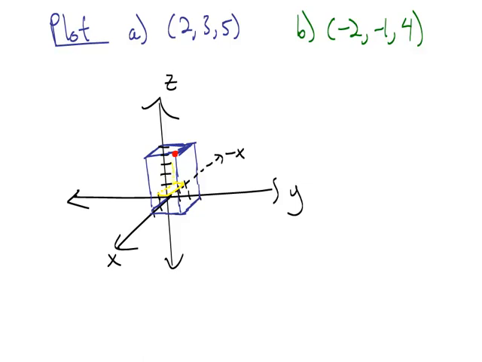I don't mean to get too involved in this. You're not going to be asked to plot a lot of points, but something like this. So maybe about right here is a point -2, -1, 4. Alright, enough plotting. Let's get on to more interesting things, and that is drawing some graphs of things in R3.